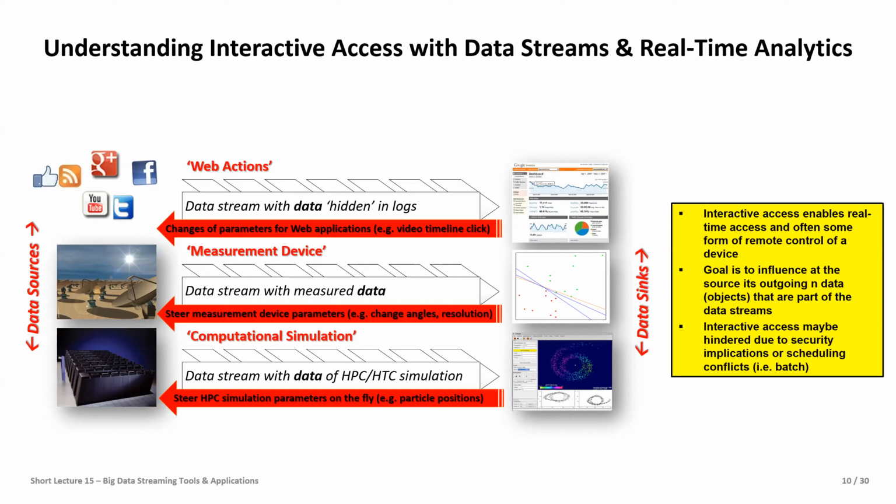So you can have different angles, right? Perhaps a different resolution in your measurement device that you can steer, which then influences what data comes out of the data stream. So in the next time step, the data stream will have different data coming out because you changed the resolution. And you can go on and on.